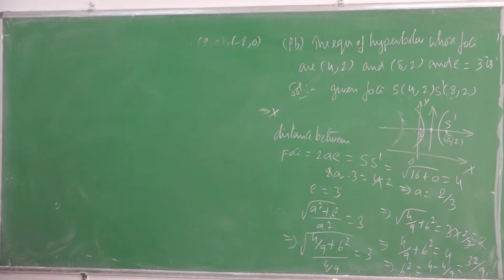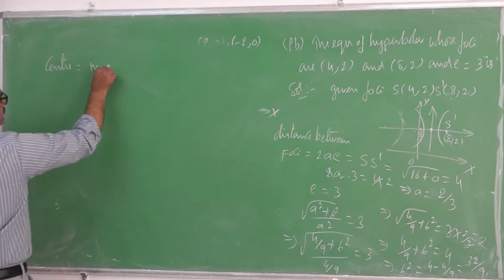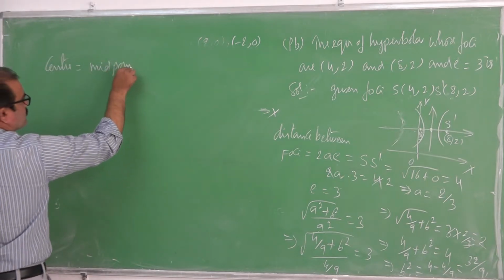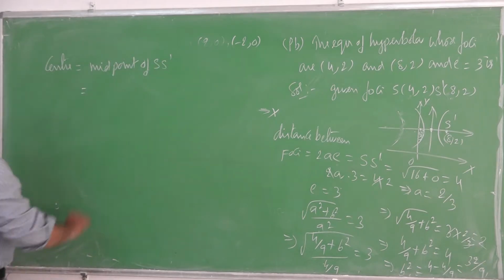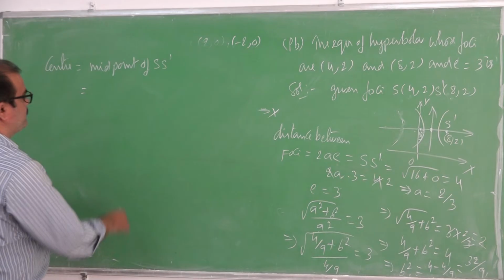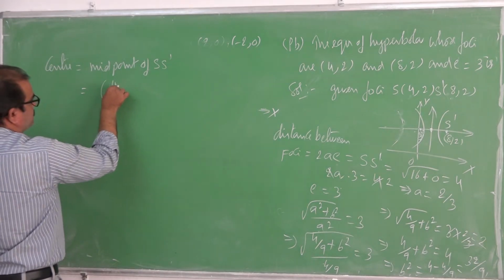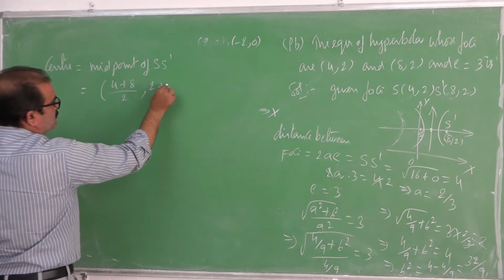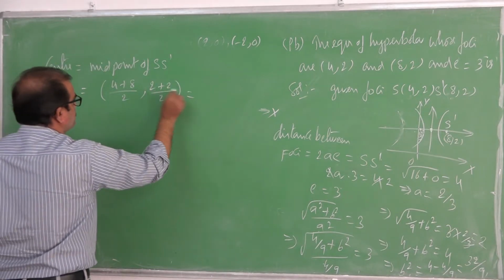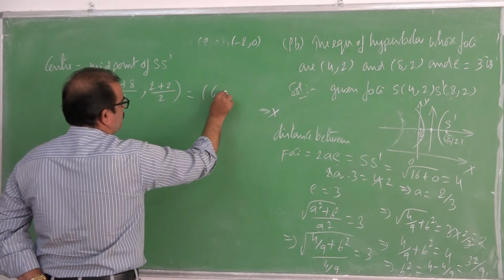Here, the center of the hyperbola is the midpoint of S and S dash, the foci. What is the formula to find the midpoint? (x1 plus x2) by 2, (y1 plus y2) by 2. (4 plus 8) by 2, (2 plus 2) by 2. 4 plus 8 is 12 by 2, which is 6, comma 4 by 2.